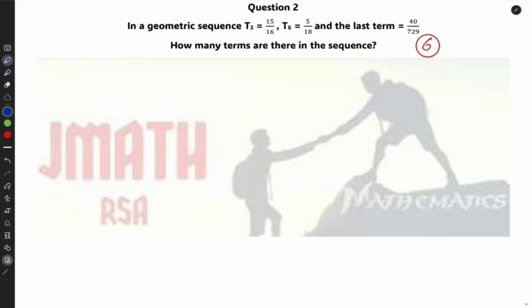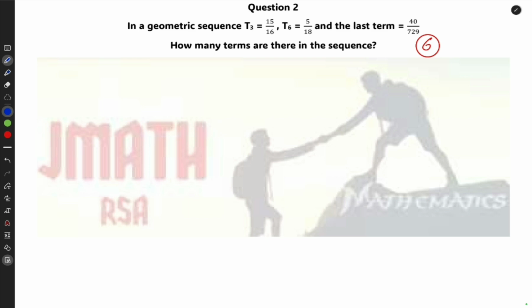Question 2. In a geometric sequence, T3 is equal to 15 over 16, T6 is equal to 5 over 18, and the last term is equal to 40 over 729. How many terms are there in the sequence? So already this is ramping up a lot, and this is what they do in tests and exams, to take the basics that you know, but just pile on extra questions to it. So let's go through this step by step.